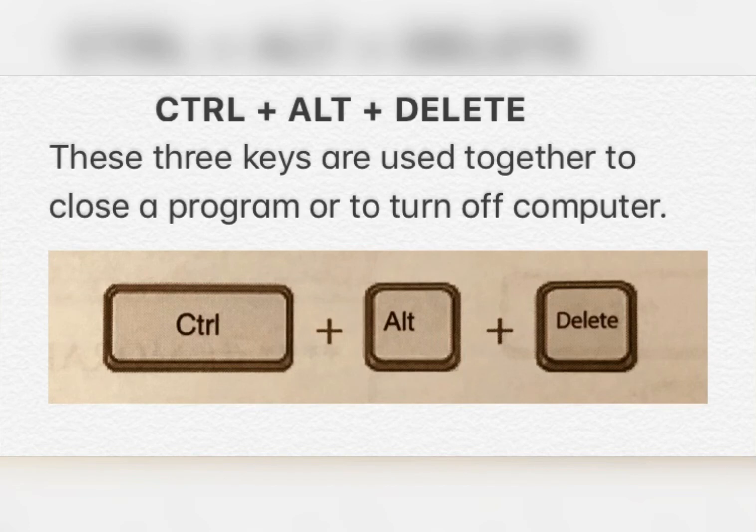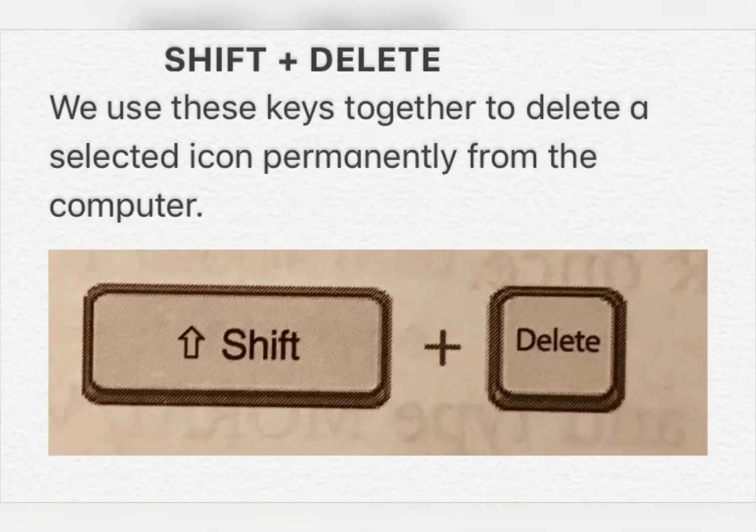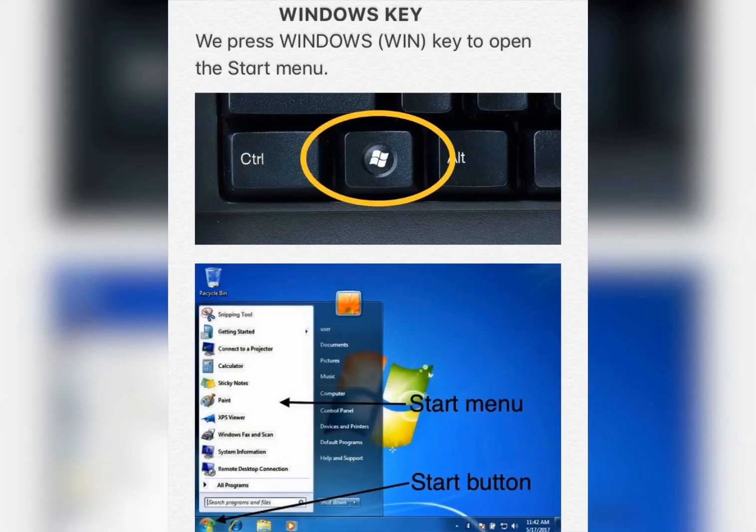Control plus Alt plus Delete keys are used together to close a program or to turn off the computer. Alt plus Tab key is used to change windows that are open on the desktop. Shift and Delete keys are used to delete a selected icon permanently from the computer. Windows key is used to open the Start menu.